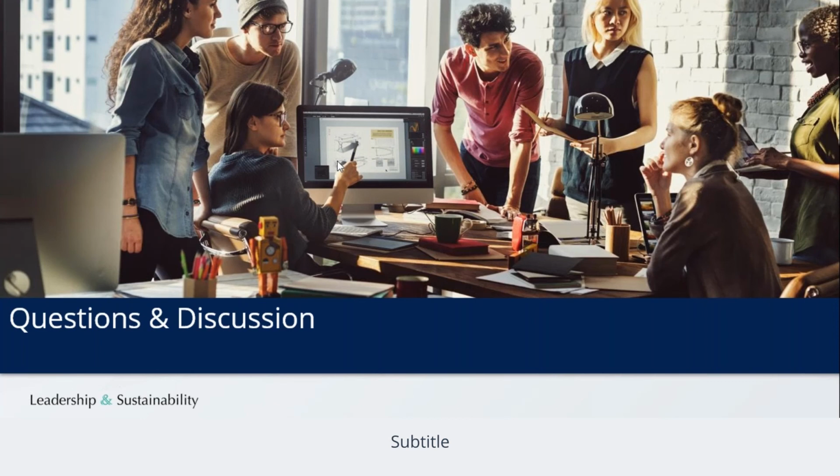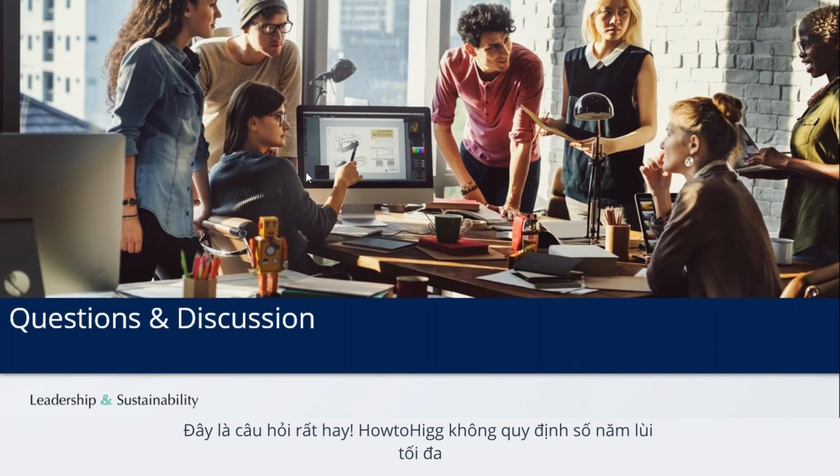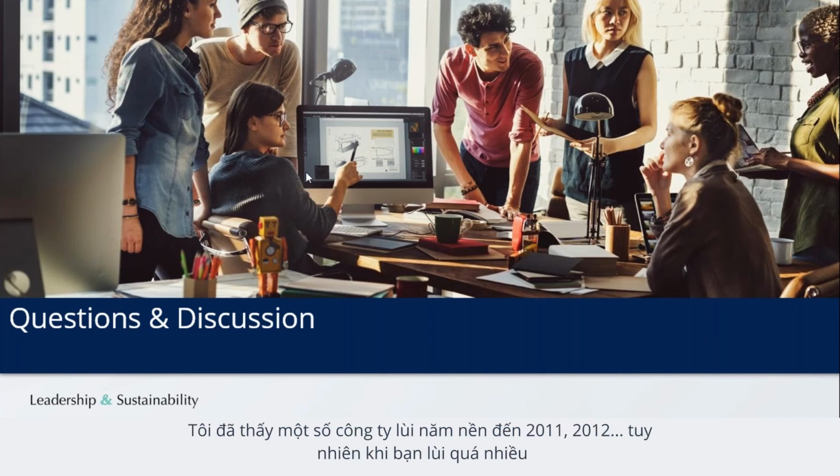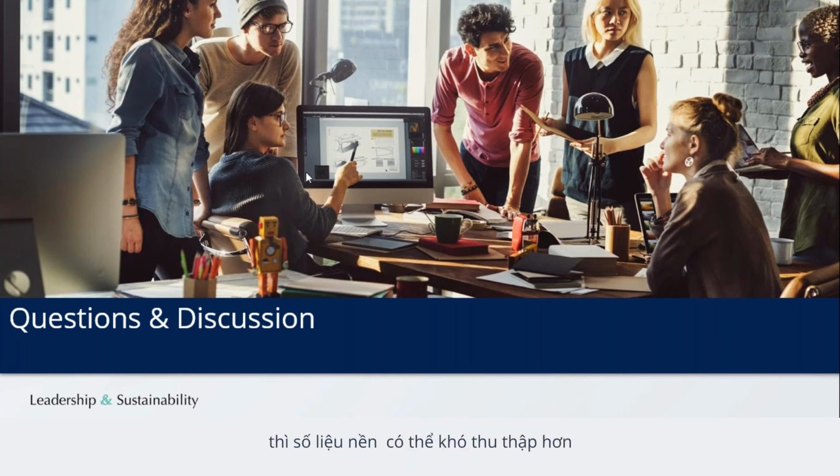And then base year, how many years can we go back maximum? This is also a really good question. The How to Higg guidance doesn't specify how many years back you can go. And I have seen a few factories that actually have baseline years of perhaps 2010, 2011, 2012, which means going back quite a few years. But when you go back many years, it gets more and more diffuse, so to say, and it gets more and more difficult to track.